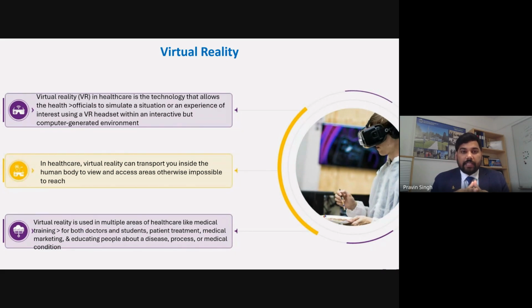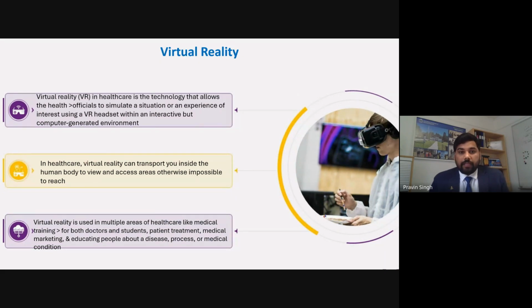And then patient pain management. Basically, virtual reality distracts patients from pain during a procedure like wound dressing. And then exposure therapy. Basically, it treats PTSD and phobias by simulating controlled environments.